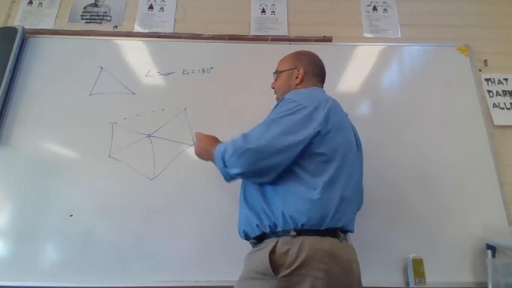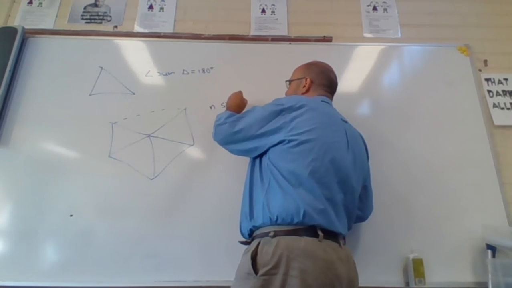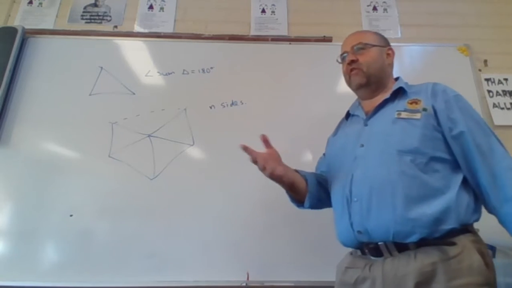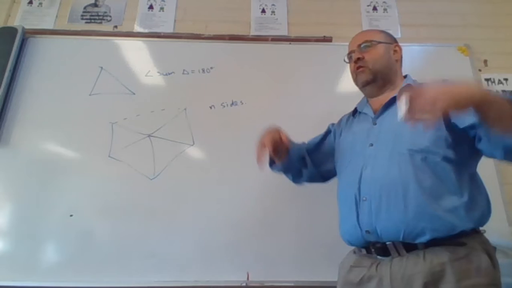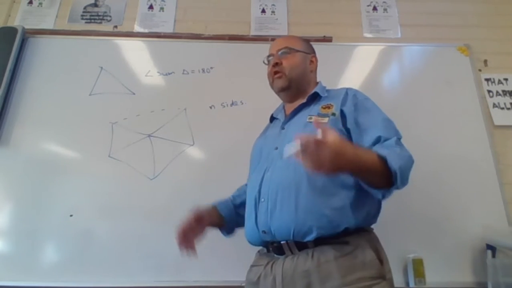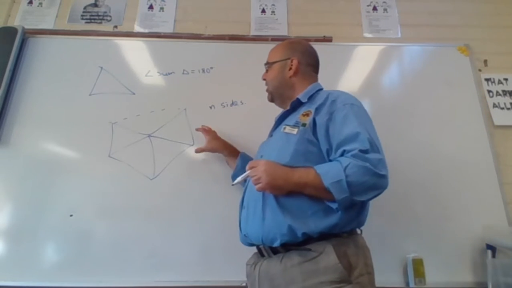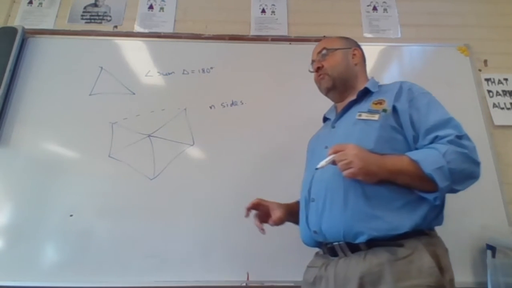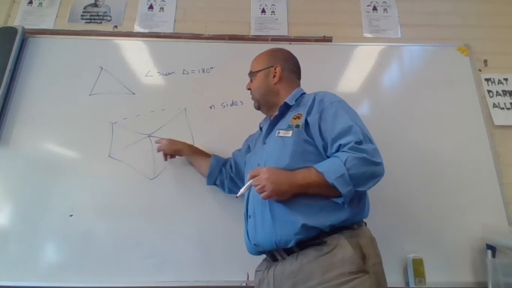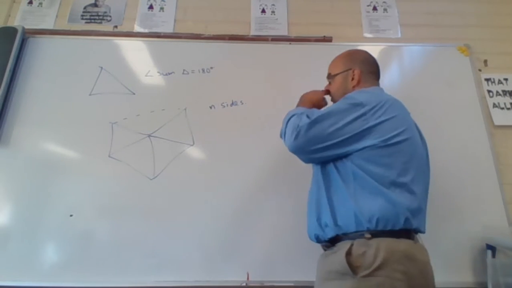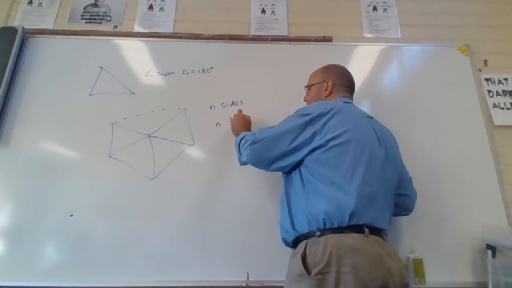Now, how many sides? I've got n sides. I don't know how many. Whatever it is. If it's a pentagon, I've got 5 sides. If it's a hexagon, I've got 6 sides. If it's a quadrilateral, I've got 4 sides. If it's a 30gon, I've got 30 sides. So however many sides I've got, that number of triangles. Every side generates its own triangle. So n sides gives me n triangles.